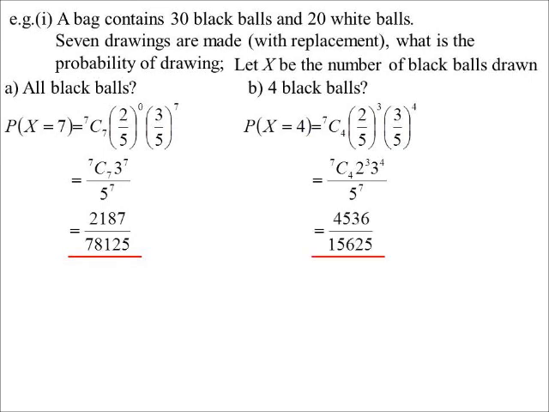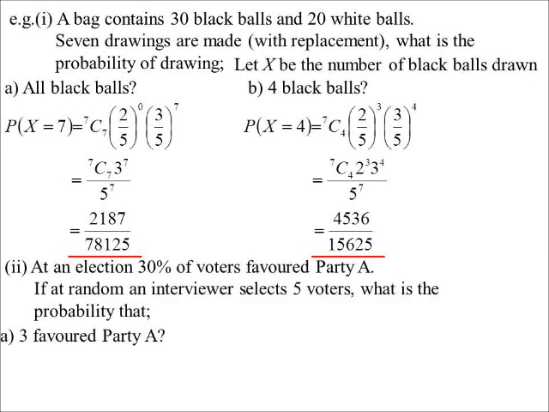That one simplifies down to be 4,536 on 15,625. You probably guessed that anyway. Maybe. All right, an election. 30% of voters favour Party A. What's the probability if we selected 5 people? What's the chance that 3 of them favoured Party A?